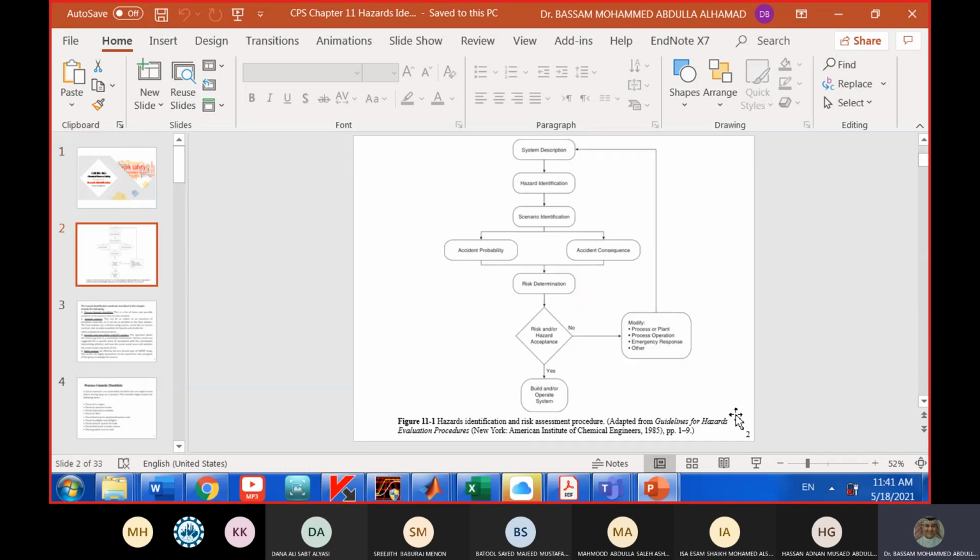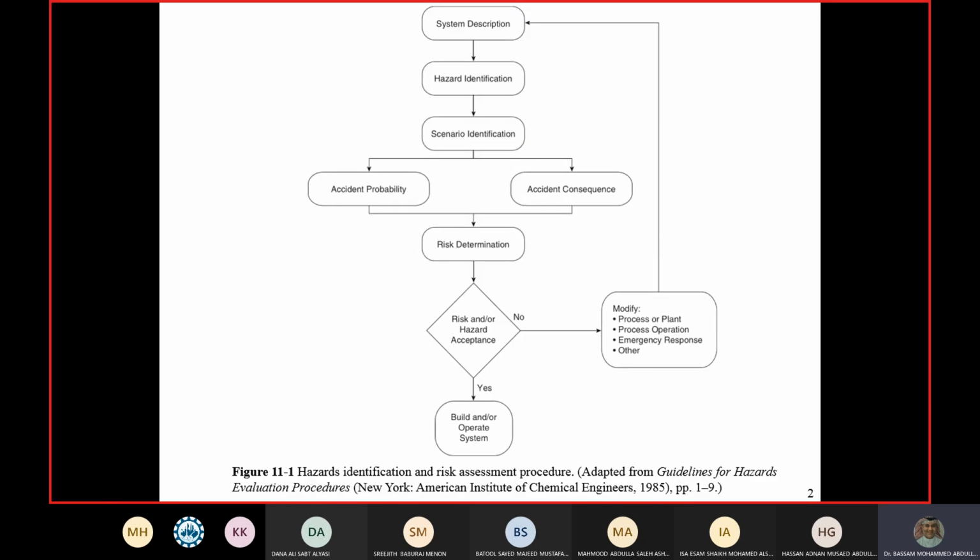where we are going to go into the details of the HAZOP study, where you say that we have a system. What are the hazards in the system? Now, if I know the hazards in the system, I want to put in some scenarios. What happens if the temperature goes high? What happens if pressure goes high? What happens if the level controller fails? What happens if the valve is not working? Of course, an accident will happen.